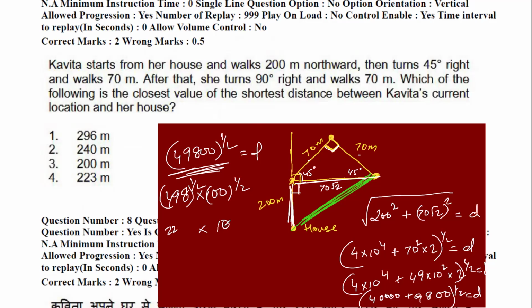And then into 10, so 220. So the closest answer is therefore 223. So even if I take it 23 to 30, it will be closer to 220. Correct? 220 or 230, both are closer to 223. Okay. Anyway, so that's how you work it out.